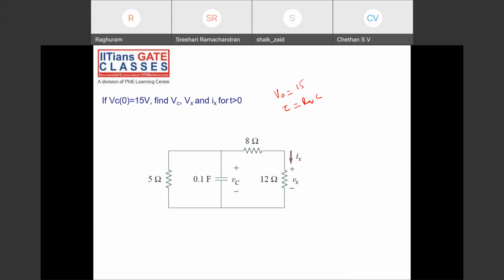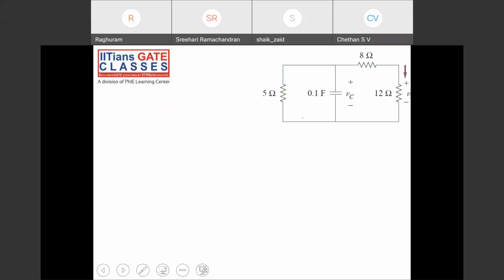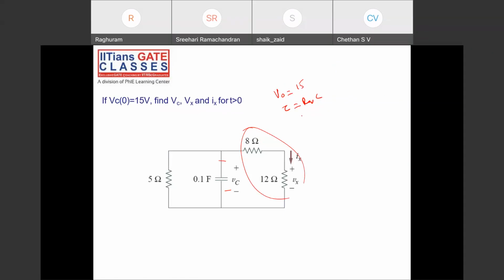Tell me what is R equivalent as seen from the capacitor terminals. This 20 in series with... 20 parallel with 5 is 4, right? R equivalent is 4. C is 0.1. Tau is equal to 0.4. Okay, 0.4. So Vc of t is equal to V naught e power minus t by tau, which is 15 e power minus t by 0.4.